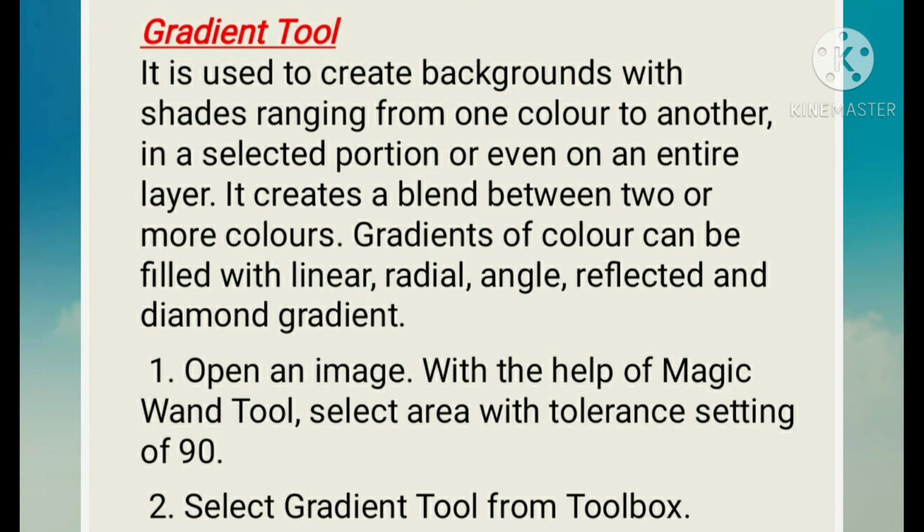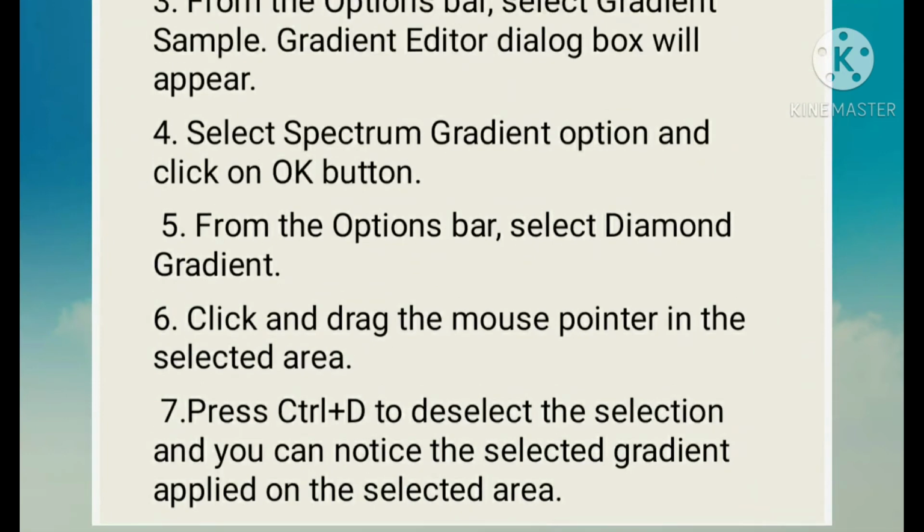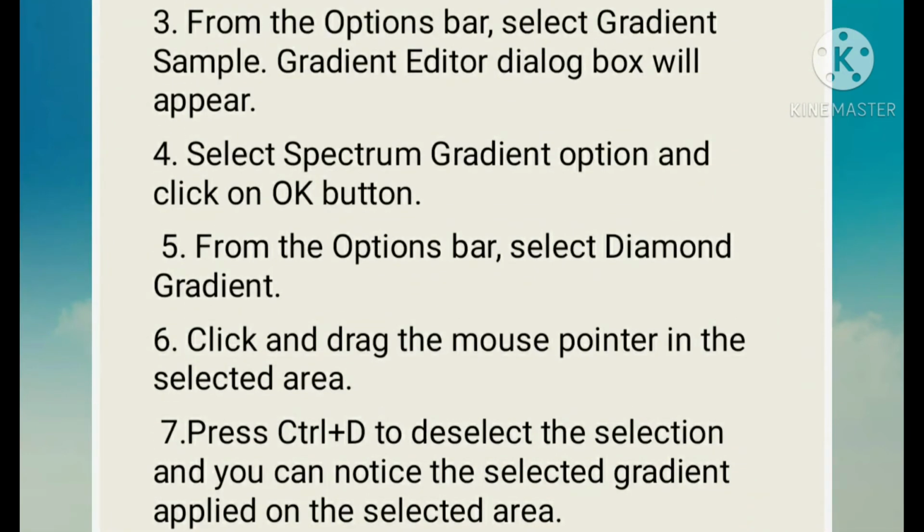First, open an image. With the help of the magic wand tool, select the area with a tolerance setting of 90. Second, select the gradient tool from the toolbox. Third step which you have to follow is, from the options bar, select the gradient sample, and the gradient editor dialog box will appear. Fourth, select the spectrum gradient option and click on the OK button.